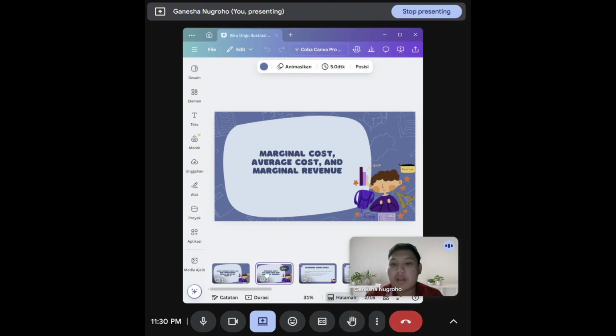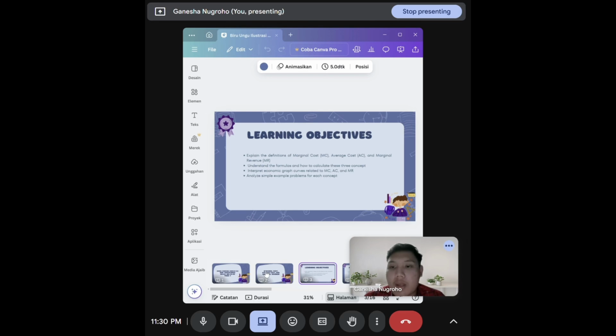Marginal cost, average cost, and marginal revenue. Learning objectives: explain the definition of marginal cost, average cost, and marginal revenue. Understand the formula and how to calculate these three concepts. Interpret economic graph curves related to marginal cost, average cost, and marginal revenue. Analyze simple example problems for each concept.